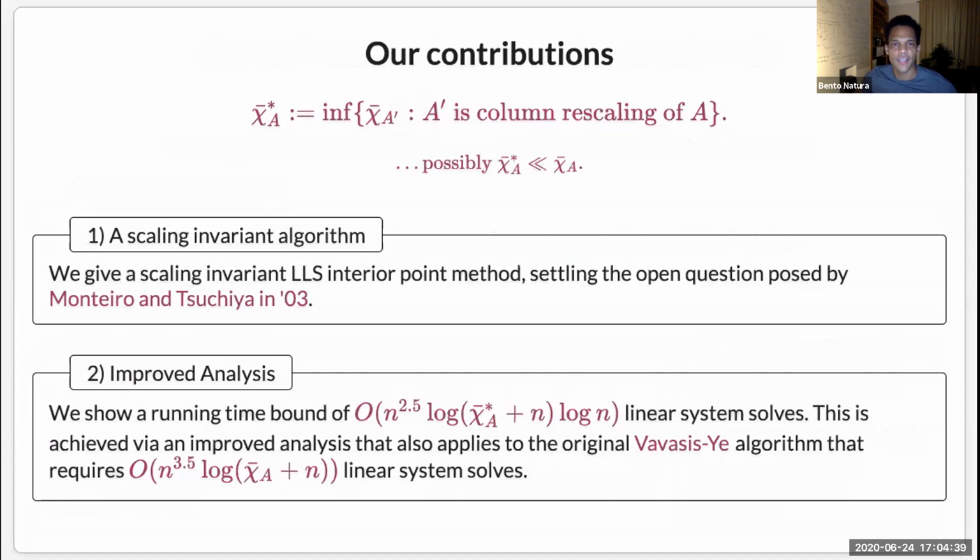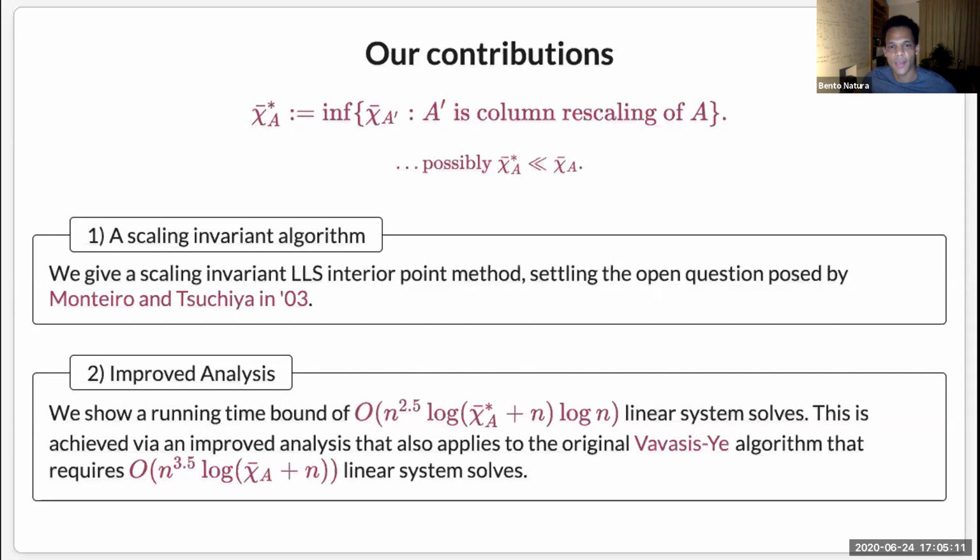Now if we define as chi bar star this optimal rescaling of the constraint matrix A, which can be arbitrarily much smaller than chi bar, so not even polynomially bounded in the dimension m or n, then our algorithm solves LP in n to the 2.5 log chi bar star linear system solves, which we achieve by also an improved analysis that could also be applied to the Vavasis-Ye algorithm itself, which crucially needs log chi bar.